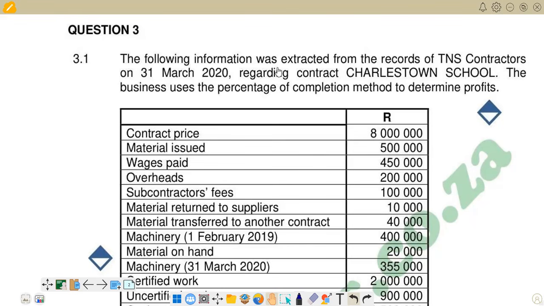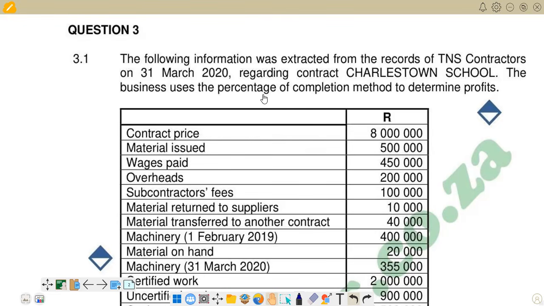The question reads, the following information was extracted from the records of TNS contractors on 31 March 2020 regarding contract Charlestown School. The business uses the percentage of completion method to determine profits. So very important to take note of the method that is being used here to determine profits. What is being emphasized is percentage of completion. So that is what we have there.